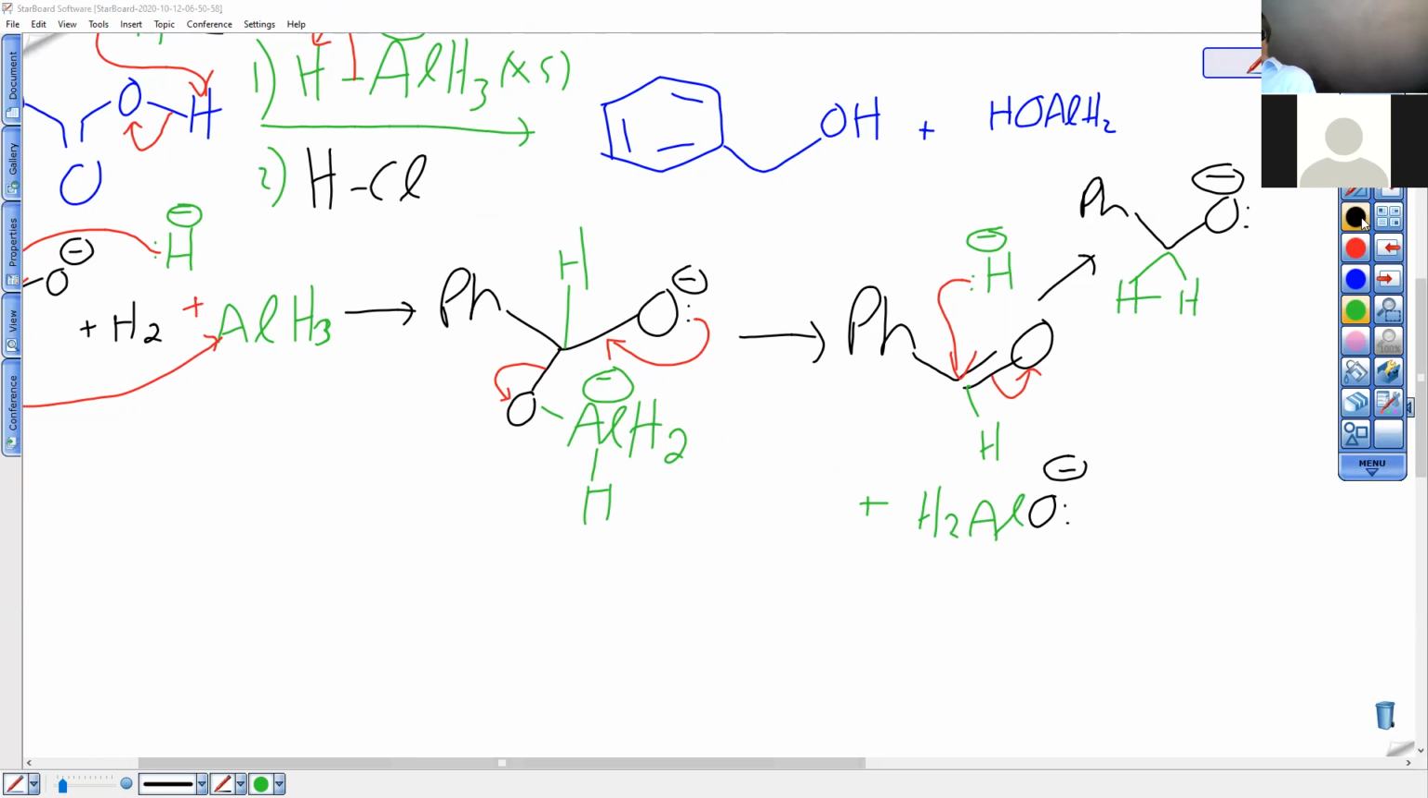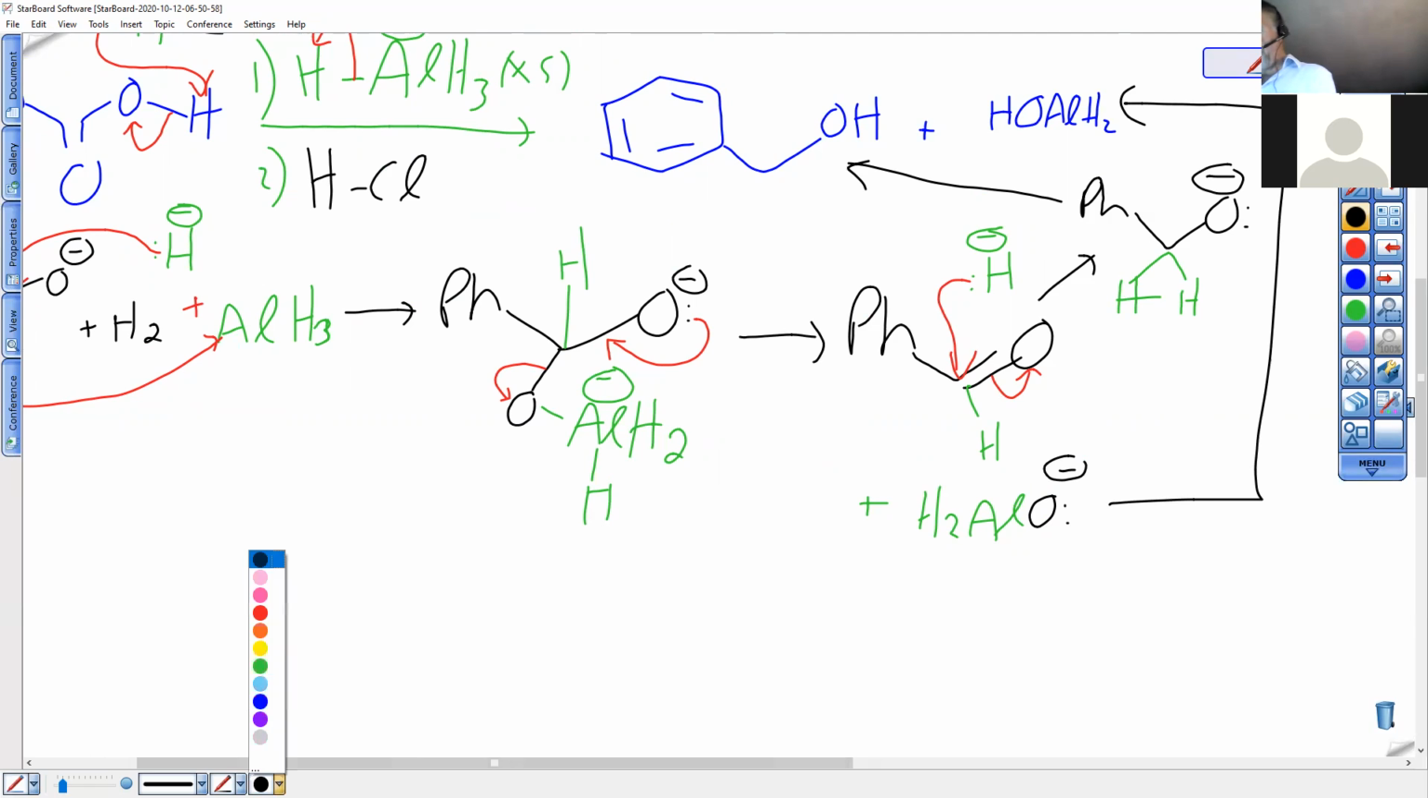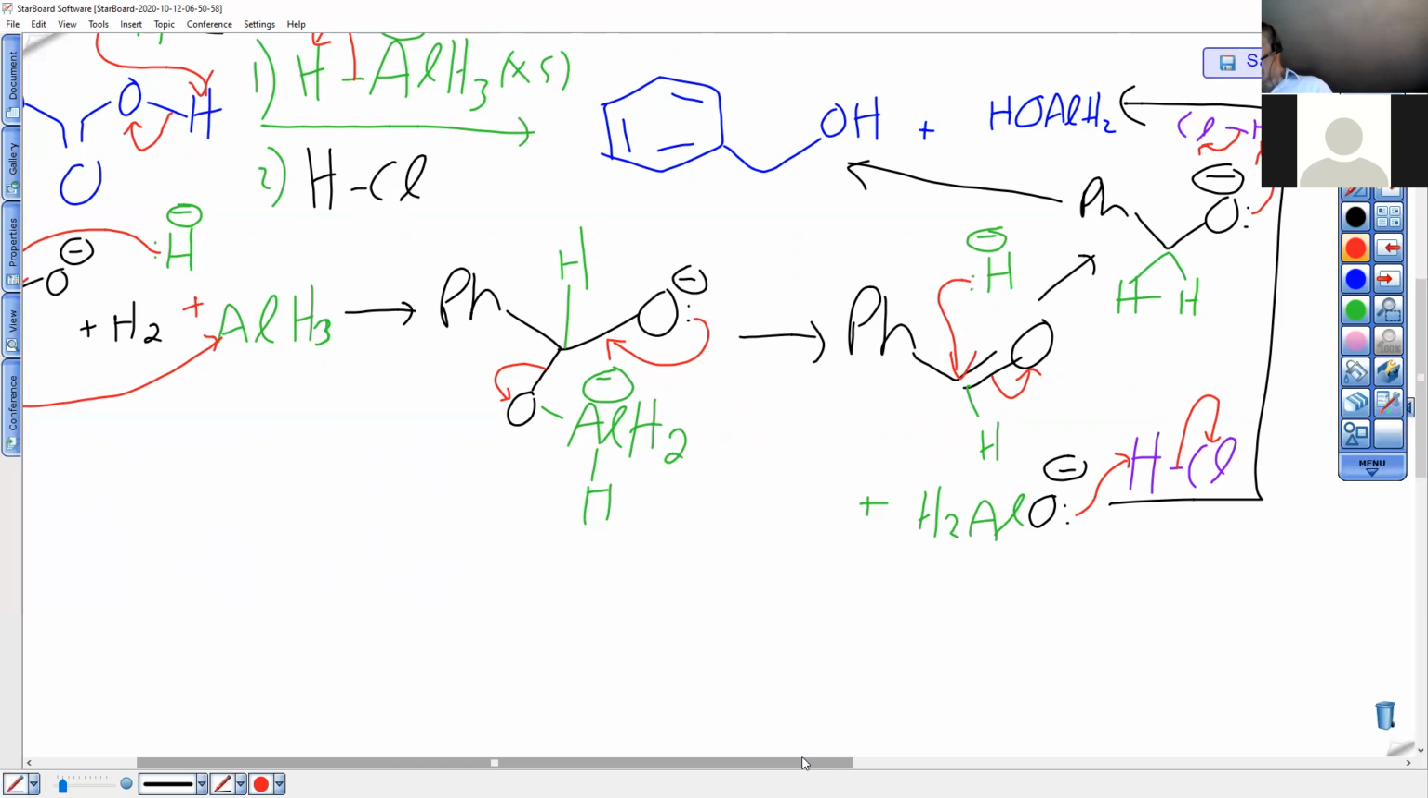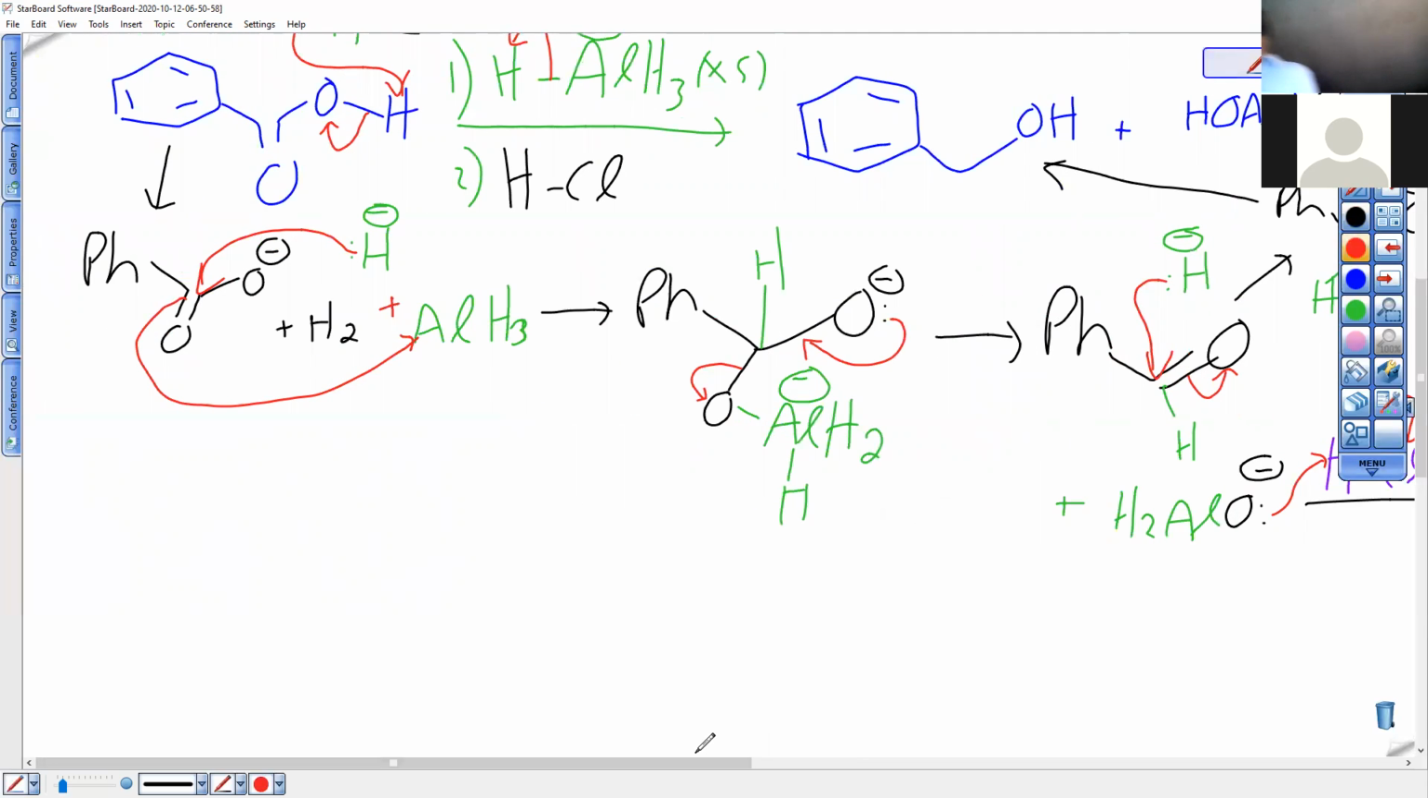HCl is going to make that species into our product. HCl is also going to make this species into our product. HCl here. HCl here. Pick up a proton. Pick up a proton. Generating your primary alcohol and side product, which I really don't care about the side product. And there you have it. Nice way to make a primary alcohol.